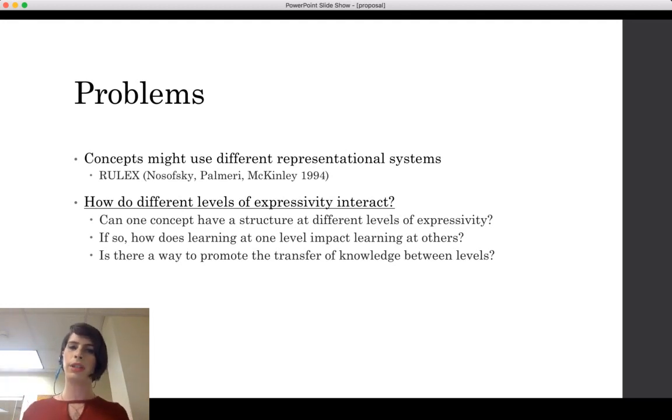So rather than comparing different models for a single concept, there might be concepts that have representations that have structure that uses different representations. This is related to ideas in the literature, hybrid models of concept learning like Nosofsky and colleagues' rule plus exceptions model. And it's a notable difference from other approaches in the concept learning literature. Rather than competing representations for explaining learning on single concepts, I'm discussing complementary representations within a single concept.